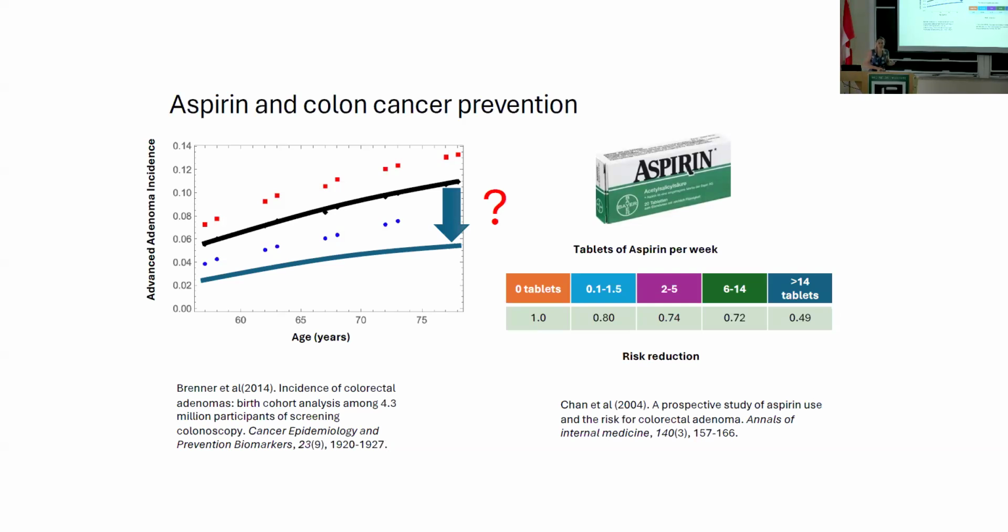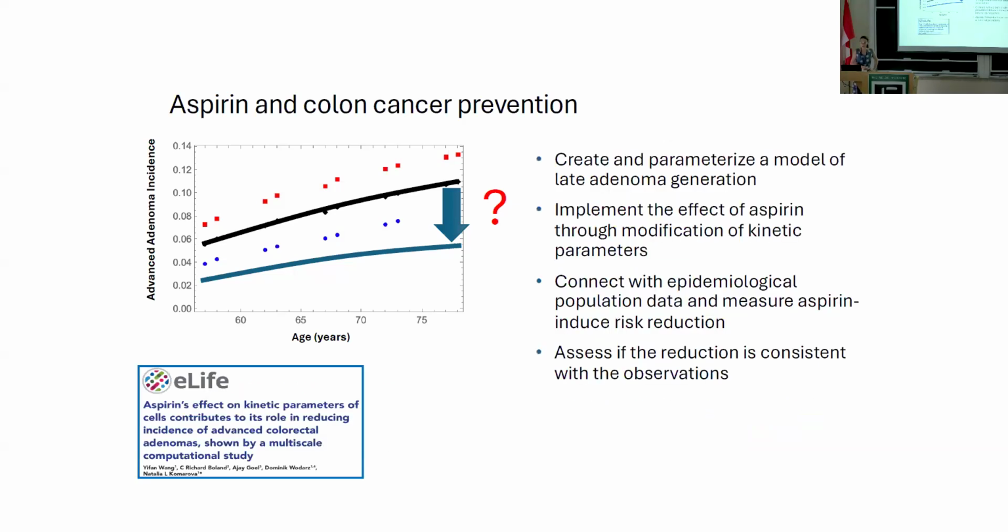Can we explain that? This is the question we asked. With the measurements that we did that characterize the effect of aspirin, can we explain this reduction in the rate of incidence of advanced adenoma? So we created a model of cancer generation, parameterized it by using the measured values, and tried to see what happens.